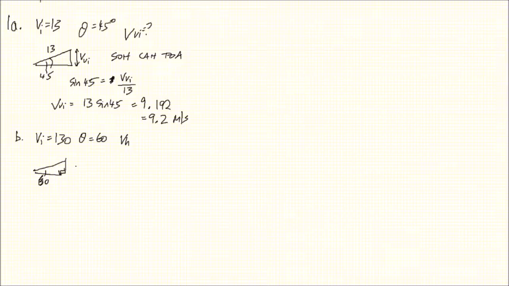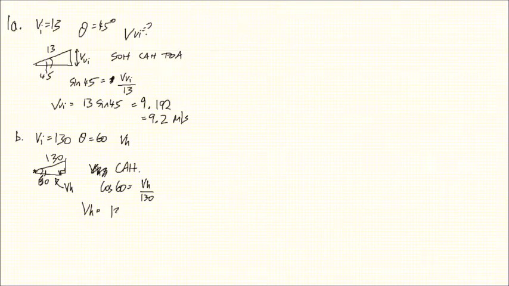The difference compared to the first question is which side of the triangle we're solving for. In this case we're now solving for the adjacent side, which means we're going to use cosine of the angle equals the adjacent over the hypotenuse, which is VH, the horizontal velocity, divided by 130, the total velocity. And again, pause while I solve on my calculator. Cosine of 60 is a half, so this one's going to come out as 65 meters per second.